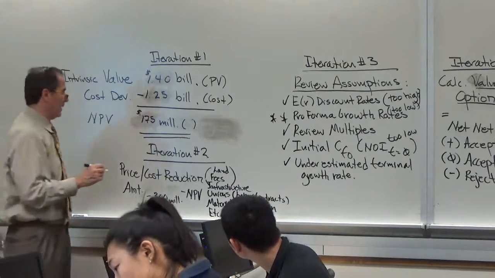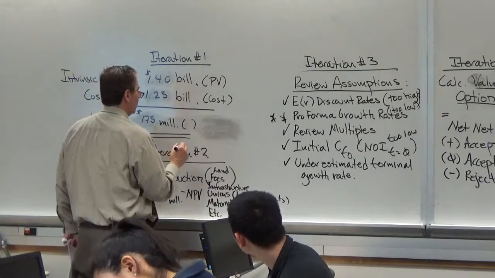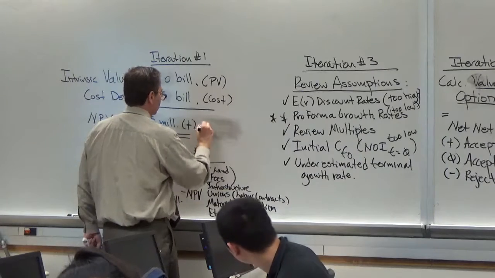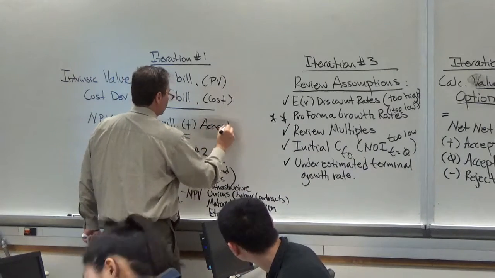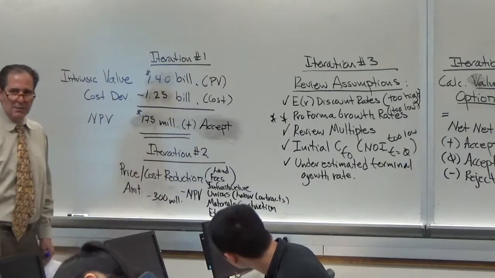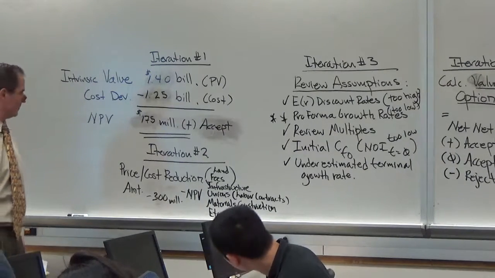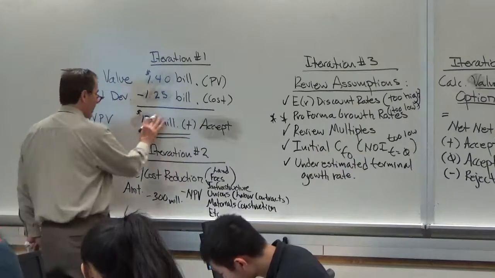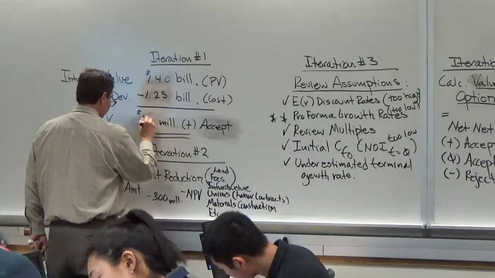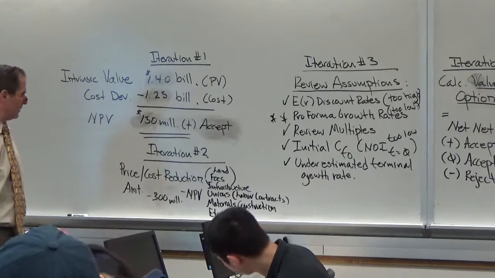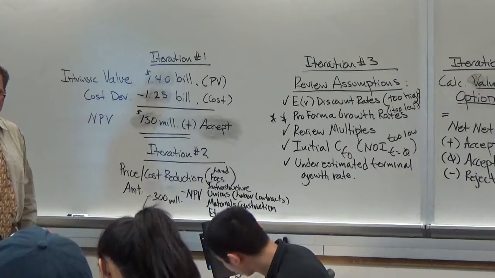Is it positive or negative or zero? Positive. You accept or reject? Yeah. Got it. Isn't it 150 million? 150, yeah, that's what I got now. Somebody gave me a 175. I did it on mine, 150. All right. Accept or reject?